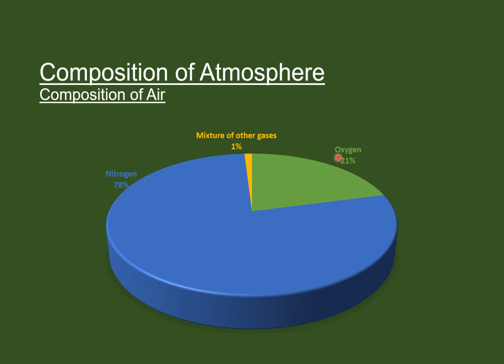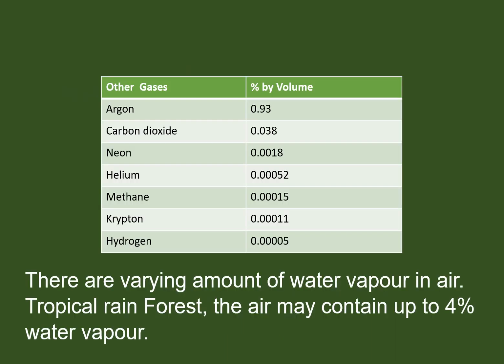But the amount of water is very little, and the concentration of the water vapor varies from one place to another place. Therefore, this is not mentioned in this pie chart. These are the other gases which are present 1% by volume in the air.